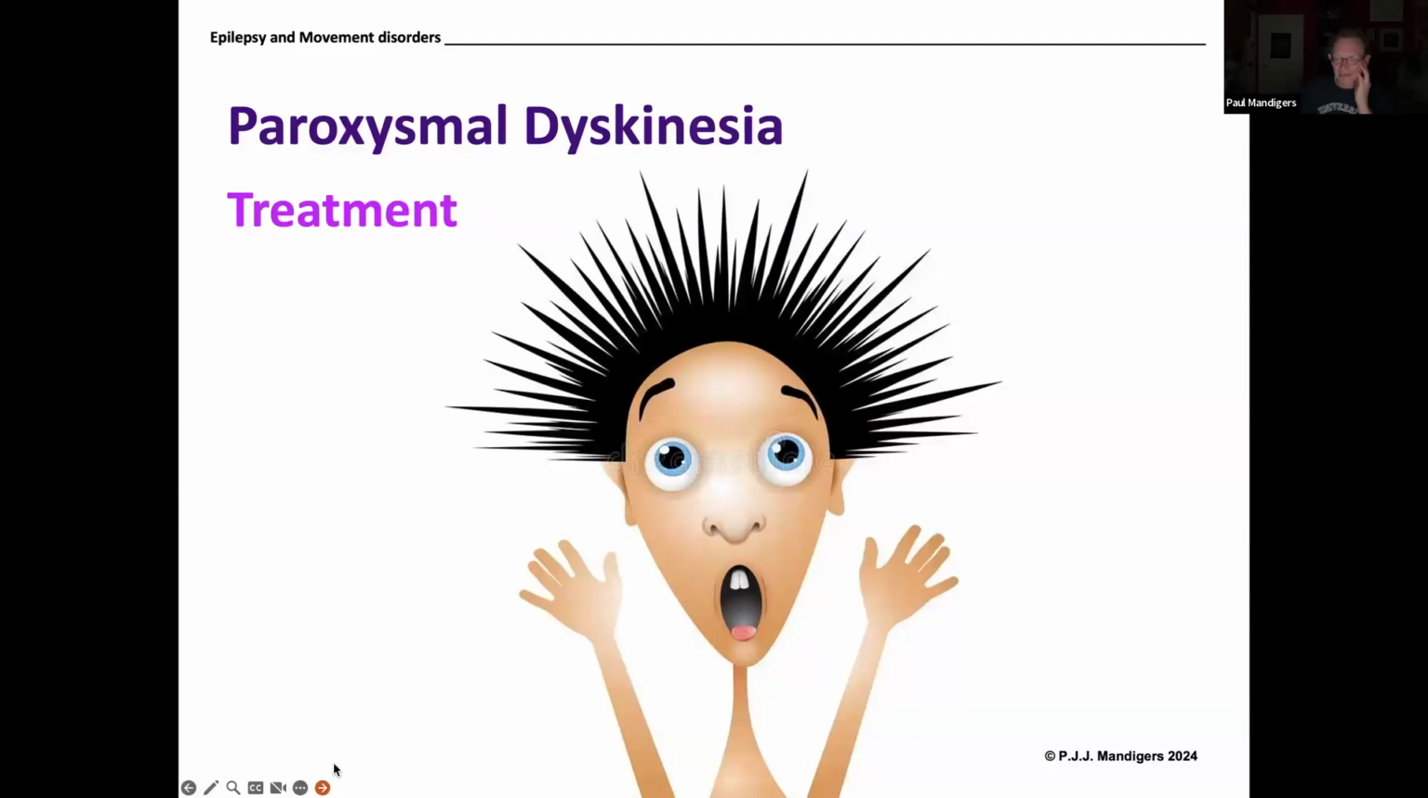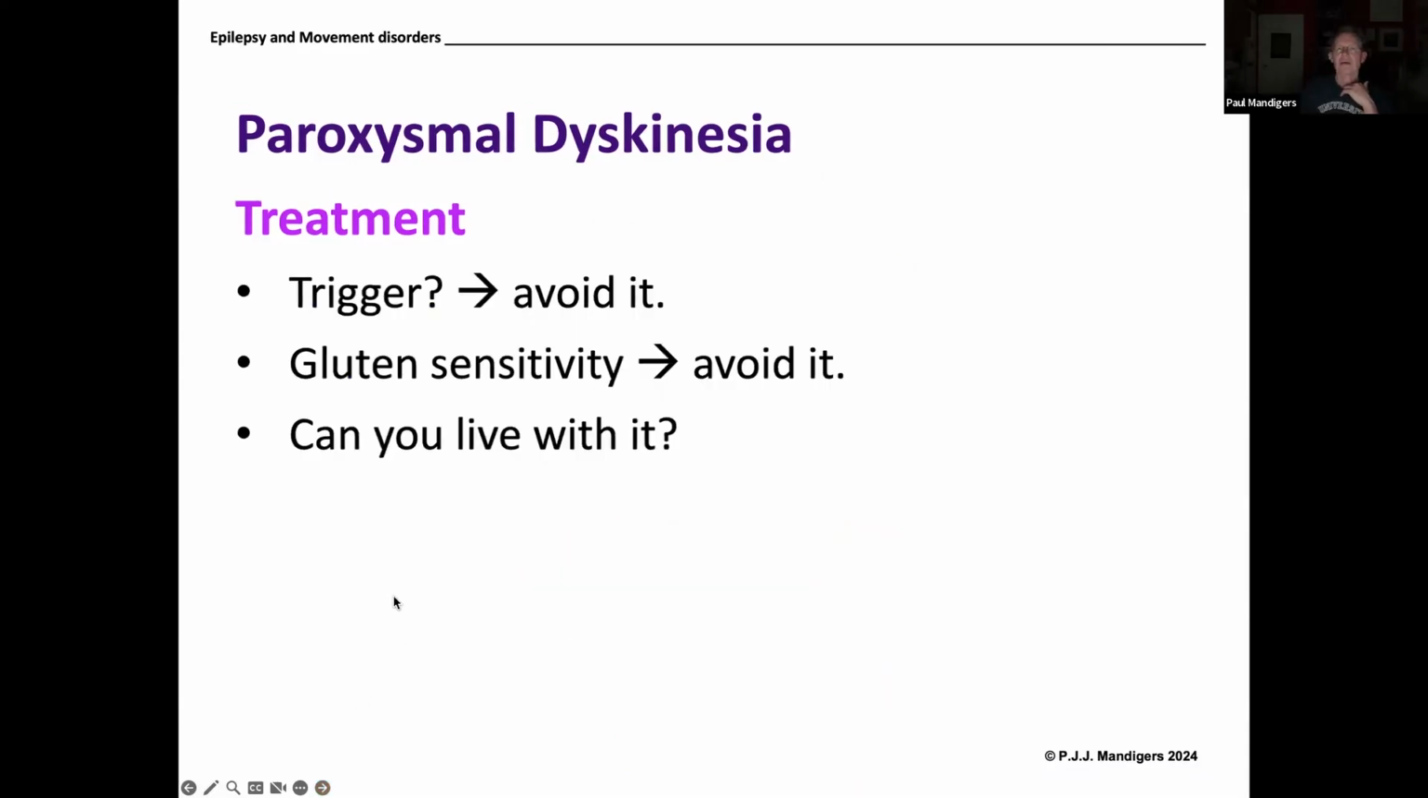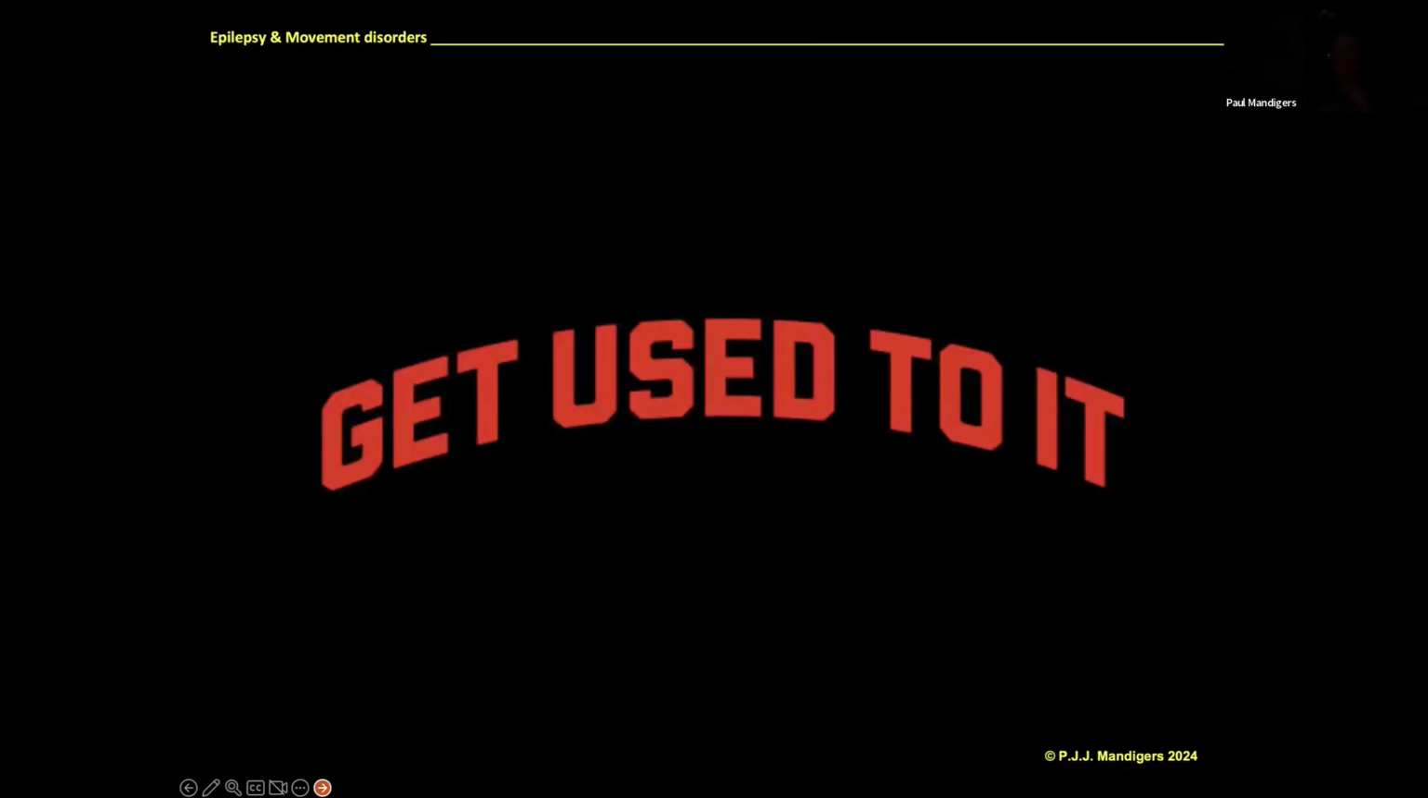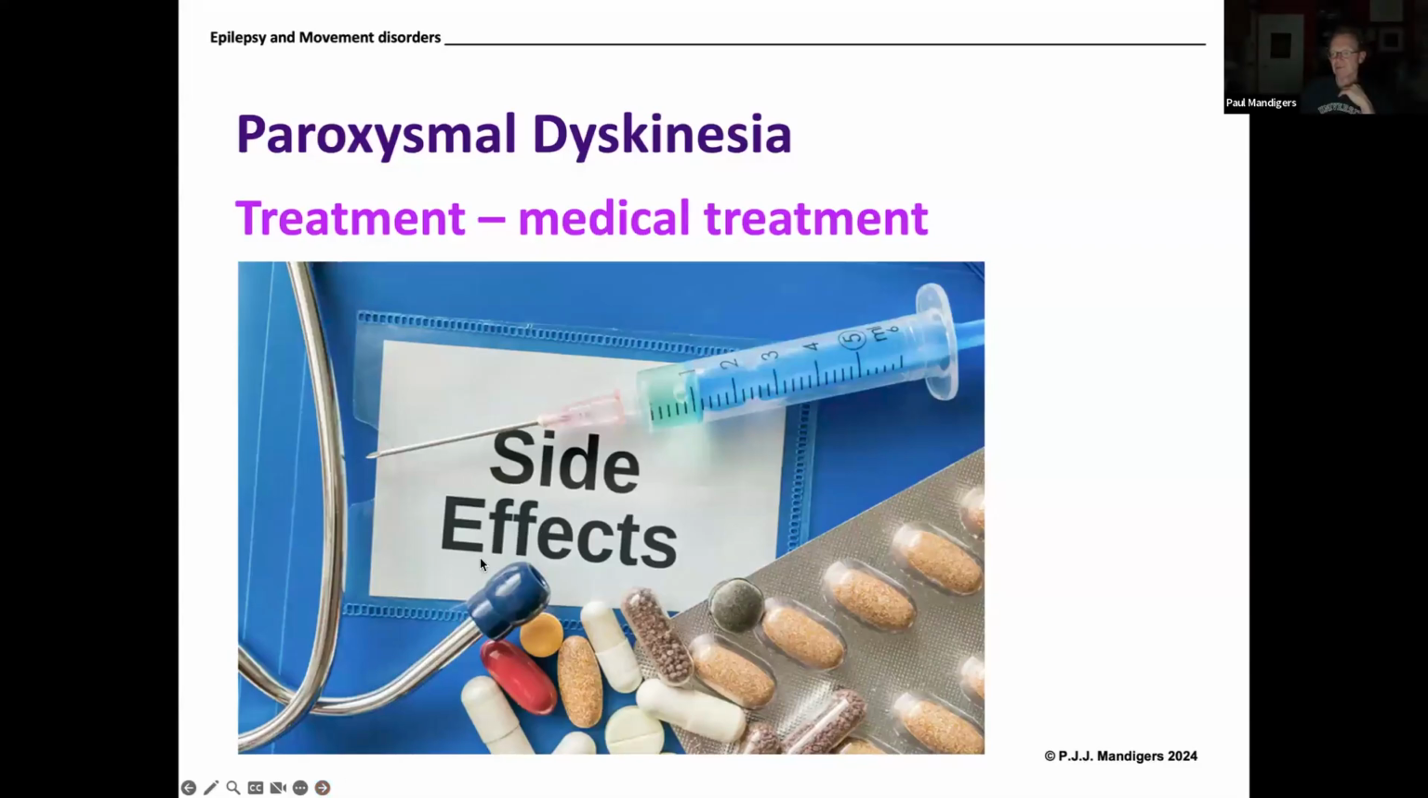Because let's say that the dog is only having an event of a paroxysmal dyskinesia once every 3 months, you are never going to treat that. If it's only there for a brief period, then the advice is don't do anything. So what we actually said in our paper, if you can find the trigger, avoid it. If not, there's no harm if you put them on a gluten-free diet. And if you can live with it, then it's quite simple. Get used to it. Don't do anything. Because if you need treatment for something that's only there once every 3 months, don't do it, because then the side effects of the treatment are much more severe than all the other things.